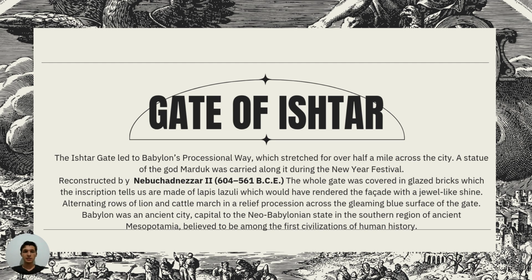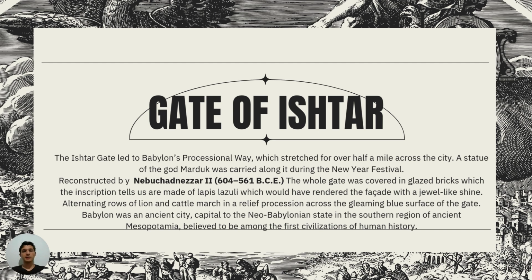Now, the gate itself is connected to the processional way. This is a road that stretched for about half a mile or around 800 meters throughout the city. This road used to be the place where religious ceremonies took place, where they used to parade a statue of the god Marduk. Marduk was the patron god of the city of Babylon. This road, called the processional way, was also used during the New Year festival.